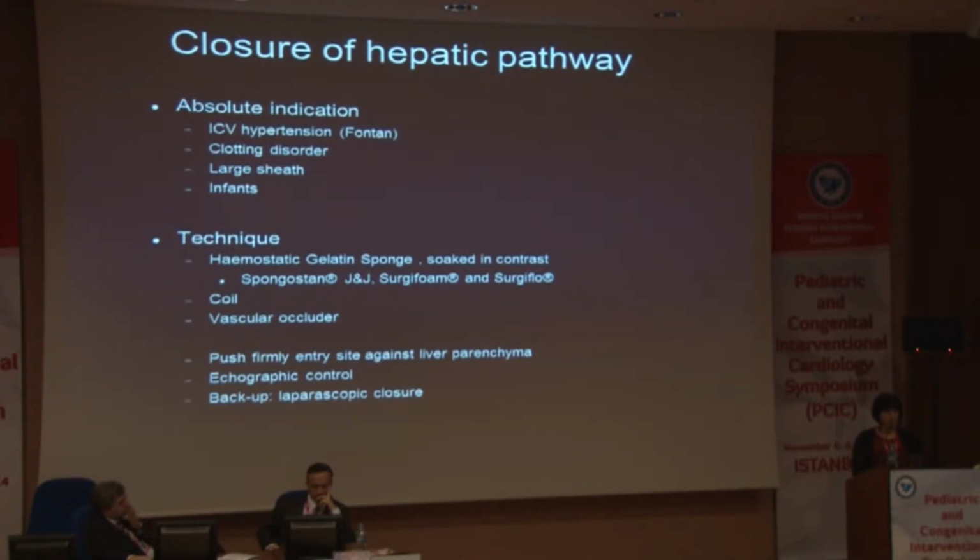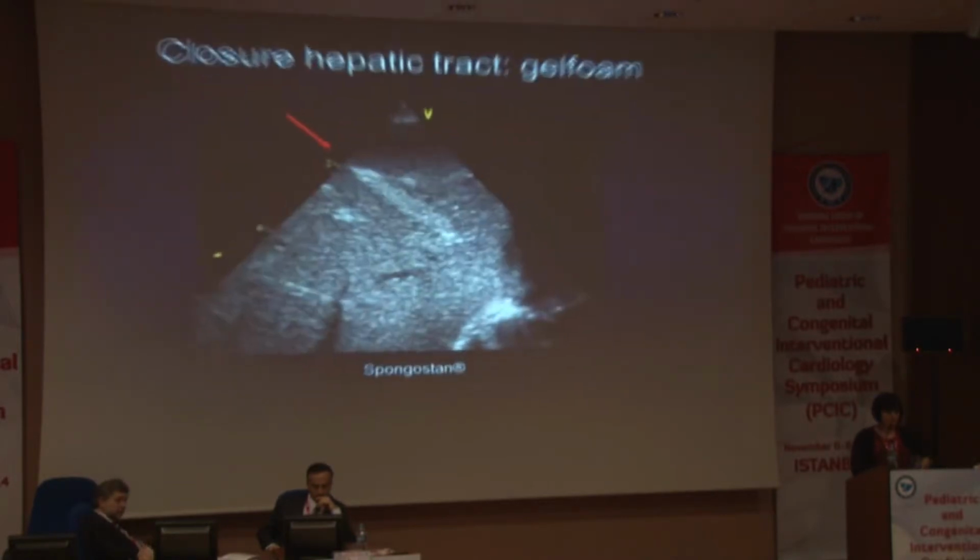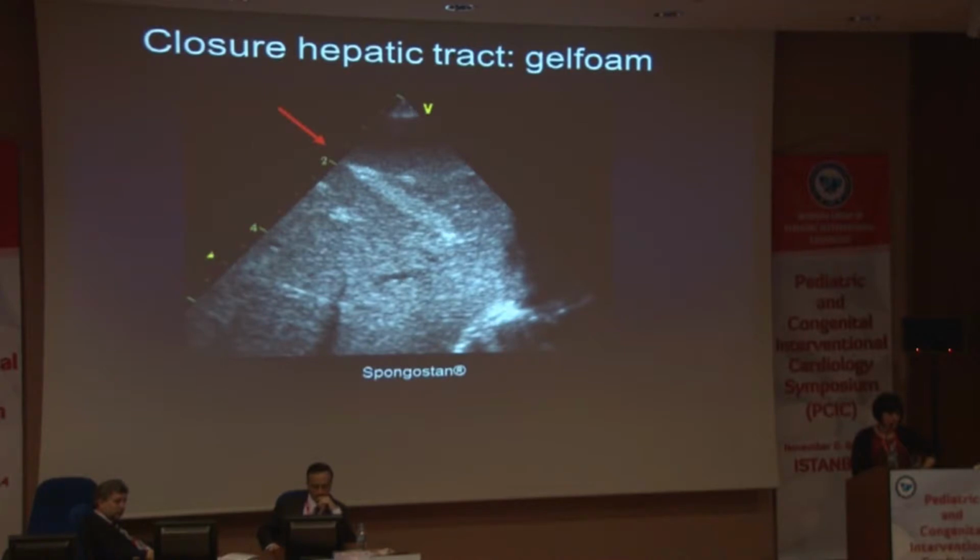Important is to do hand injections, control as you take out your sheath, and see that you sit in the hepatic tract. Usually the day afterwards, control echocardiography or control abdominal echo is done to make sure that there are no effusions or no bleeds. In these patients, they usually stay an extra day in hospital, not the usual 2 days as in other catheterizations. In this patient, you can see the closure material, the Spongostan, that sits in nicely and snugly in the liver.